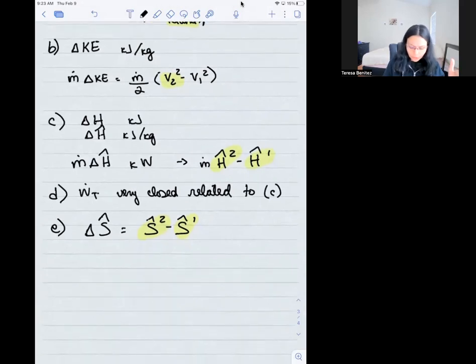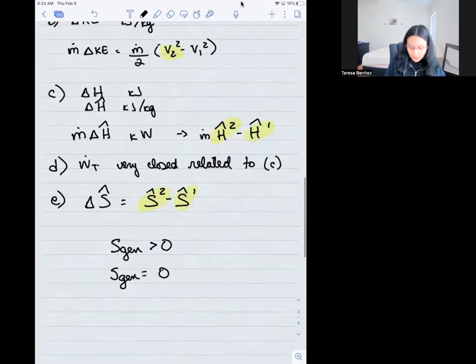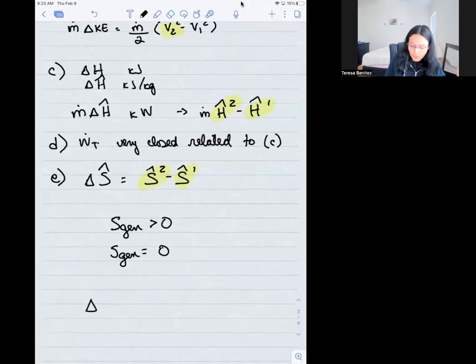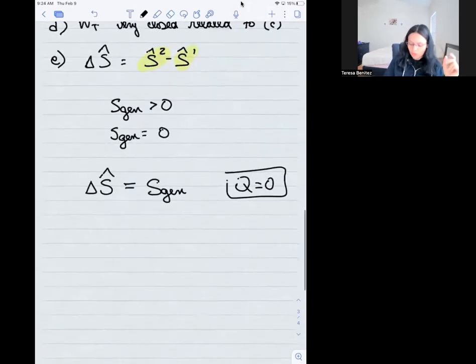Now here, it also asks you to comment on the reversibility of the process. When Sgen is greater than 0, you have an irreversible process, my bad. And when Sgen is equal to 0, you have a reversible process. And when the change in entropy and Sgen are the same, that happens when you have Q equal to 0, okay? And then you have to figure it out. Is Q equal to 0 here? Is it adiabatic? Does that mean Q equal to 0?